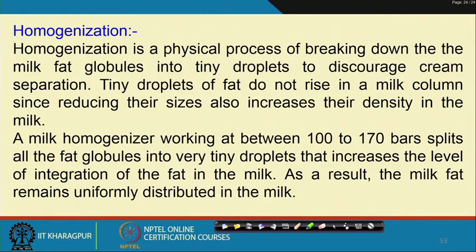Now we come to homogenization. This homogenization is a very important step in milk, because as we have said earlier, milk contains fat in different sizes, ranging from a decimal micron to around 25-30 microns. These fat globules have a common tendency to agglomerate. After agglomeration they become bigger, and from that they come out to the surface. By Stokes law you can find out at what rate the fat will separate given a diameter, right.